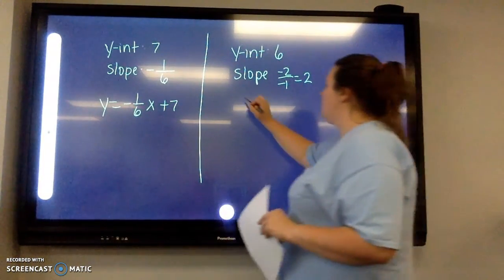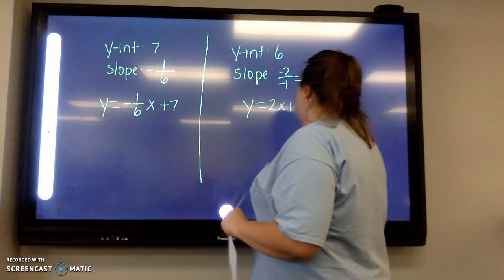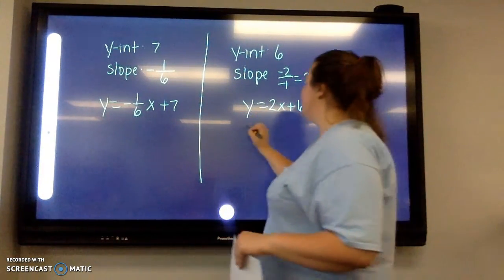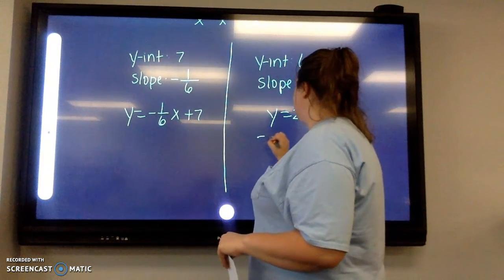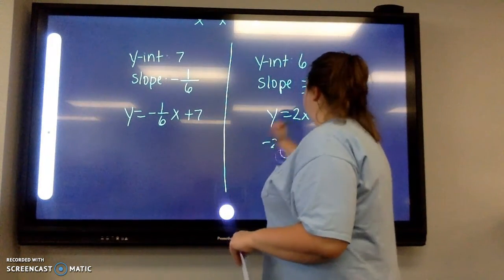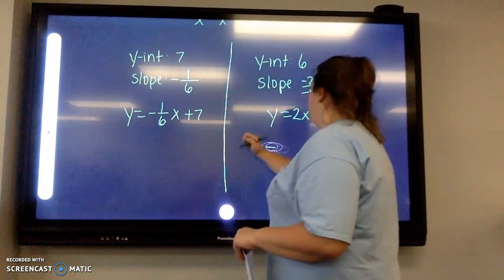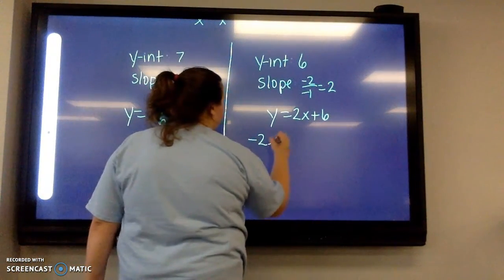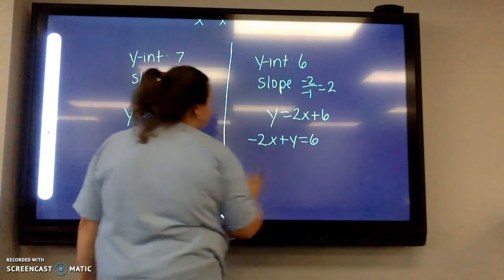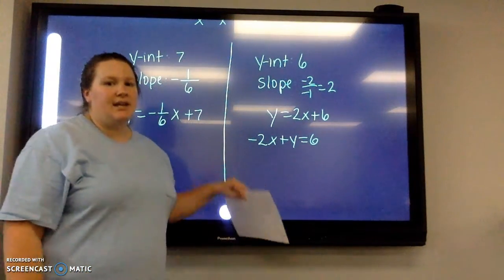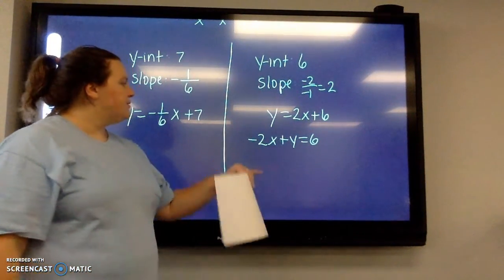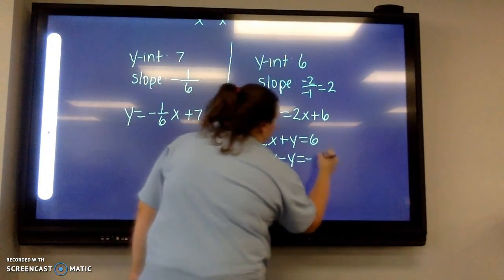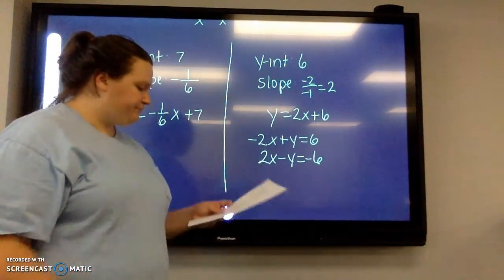So my slope-intercept form is y equals 2x plus 6, but it wants it in standard form, so I need to take this 2x and subtract it over. So I get -2x plus y equals 6. Remember, our x value cannot be negative and it can't be a fraction, so I need to multiply everything by -1, which leaves me with 2x minus y equals -6, and that is standard form.